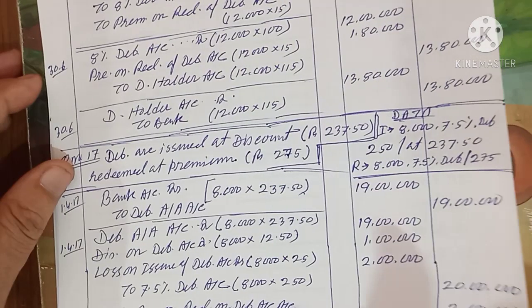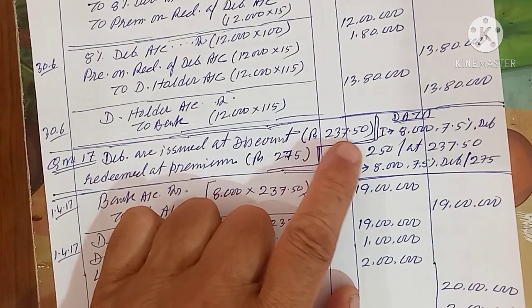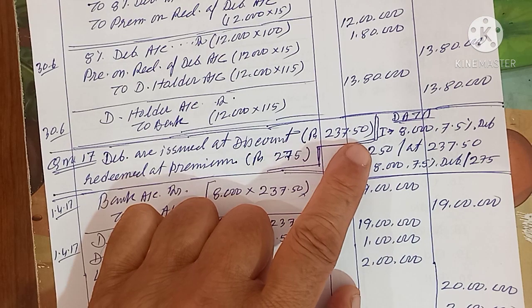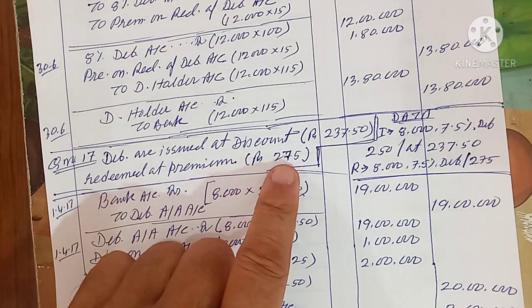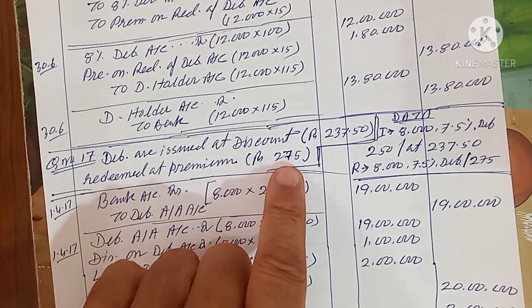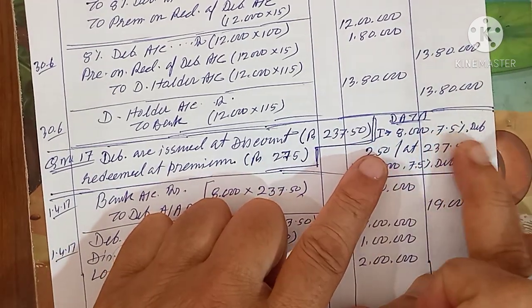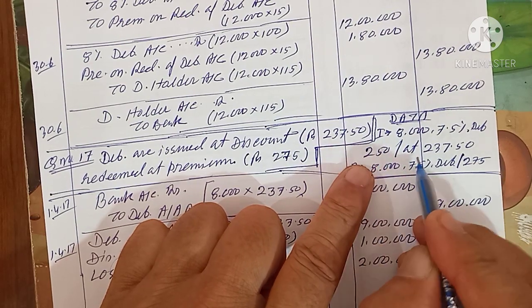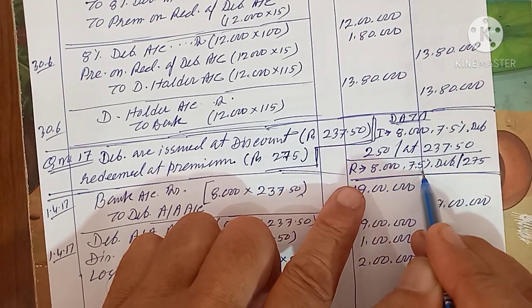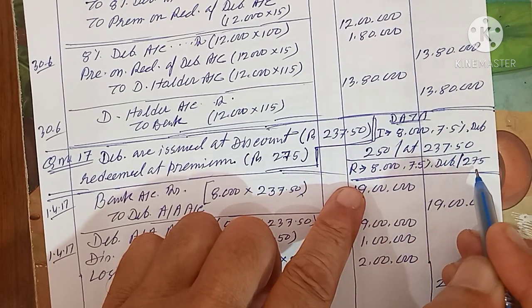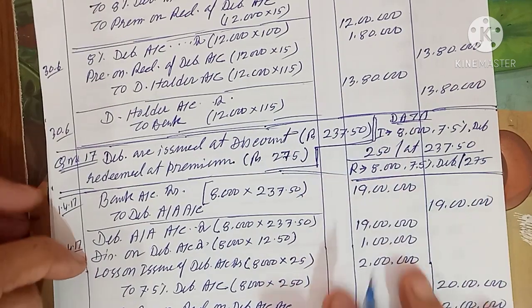The question number 17. It is given, debentures are issued at a discount, 237.5, I wrote it here, after deducting 12.5, and redeemed at premium 275. How does 275 come? Because 250 plus 25. So here also there is loss, here also there is loss. Data we wrote it here. 8,000 7.5% debentures of face value 250 at 237.5 are issued, and redeemed at 275. This is issued at discount, redeemed at premium. That means here two types of loss will come in the second journal.